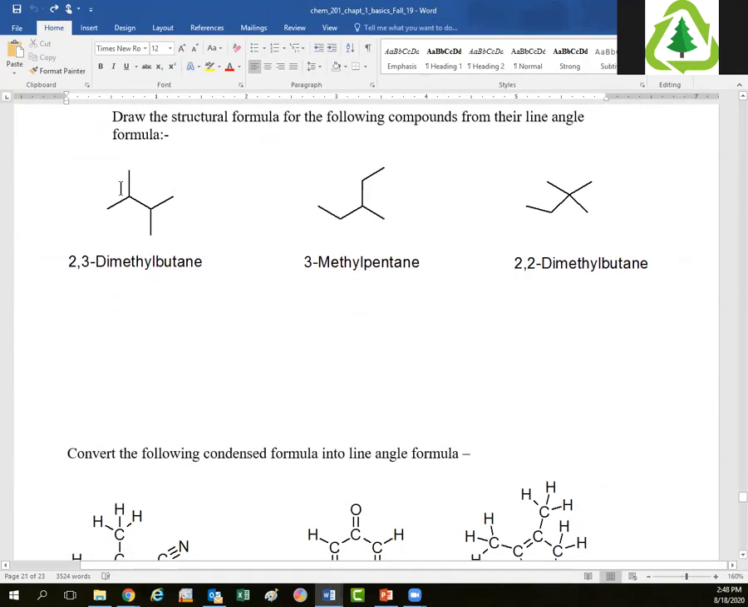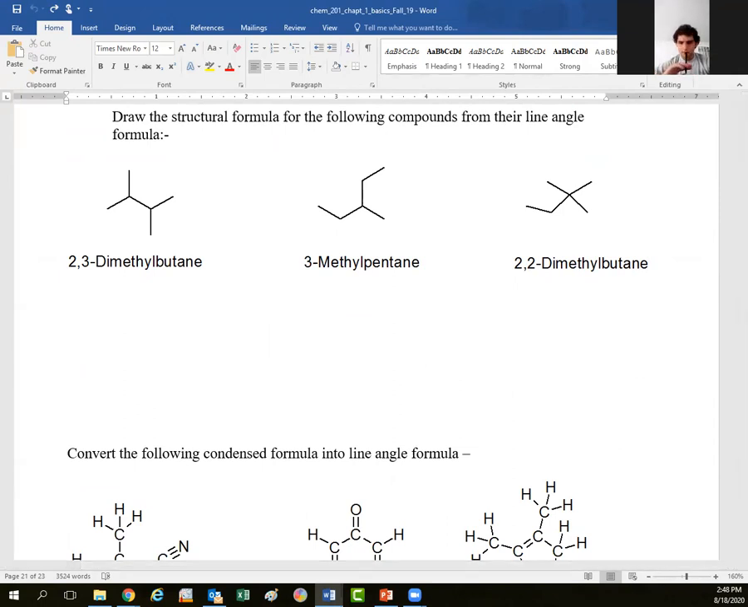If we wanted to turn these line angle formulas back into the full structural formula, let's take a reference point or starting point. Let's start from there. So that's an implied position of a carbon. And because there's only one chemical bond running from it, the implication is that there's three carbon to hydrogen bonds. A bit like an umbrella projecting off at that point. Then we move down the line, down the sigma bond, to the next carbon atom.